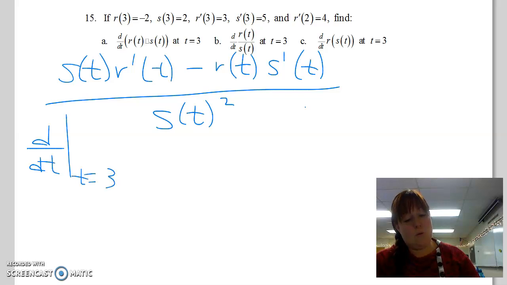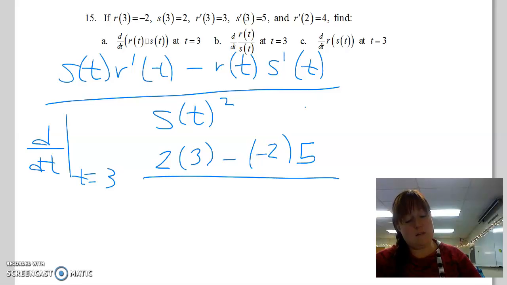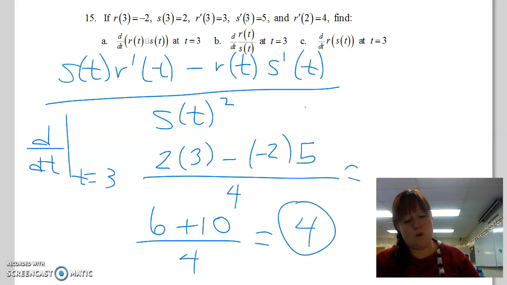Okay, so at t equals 3, so again we're going to go d dt at t equals 3. Well, s of 3 is 2, r prime of 3 is 3, r of 3 is negative 2, and s prime of 3 is 5, and then s of t squared. So s of 3 is 2, and so that squared would be 4. So we have 6 plus 10 over 4. So we have 16 divided by 4, which gives us 4. So the derivative of that at 3 is positive 4.